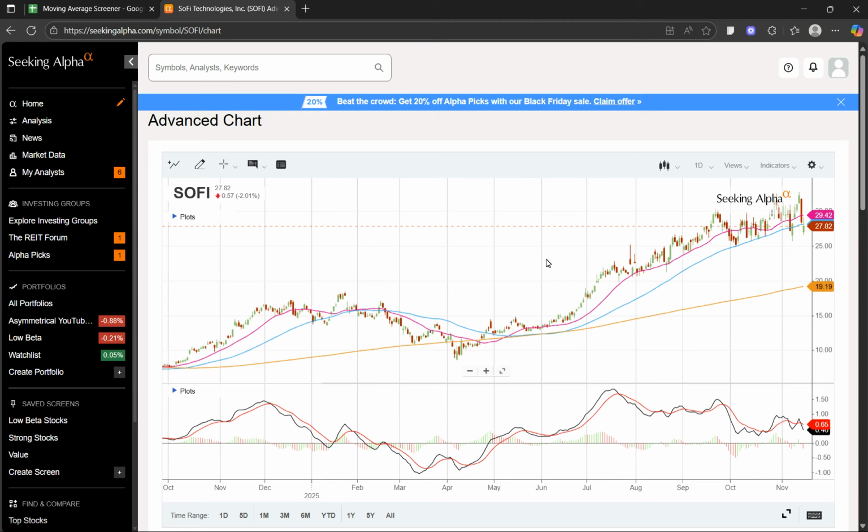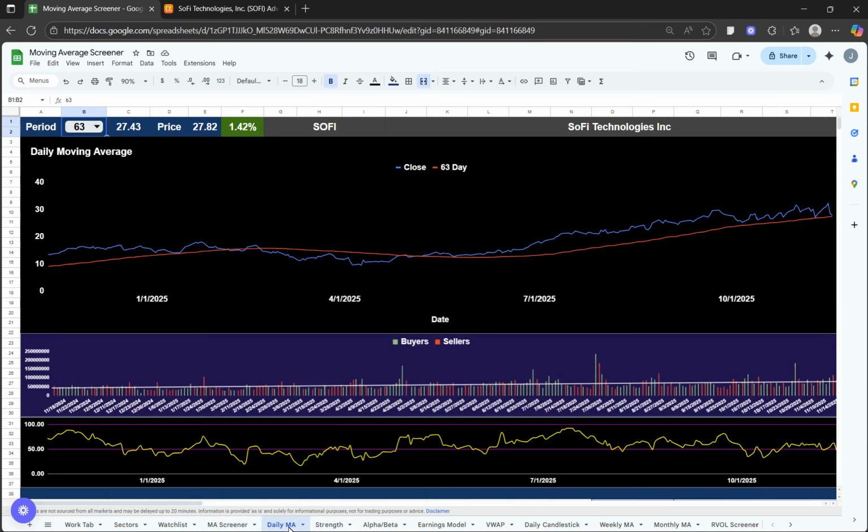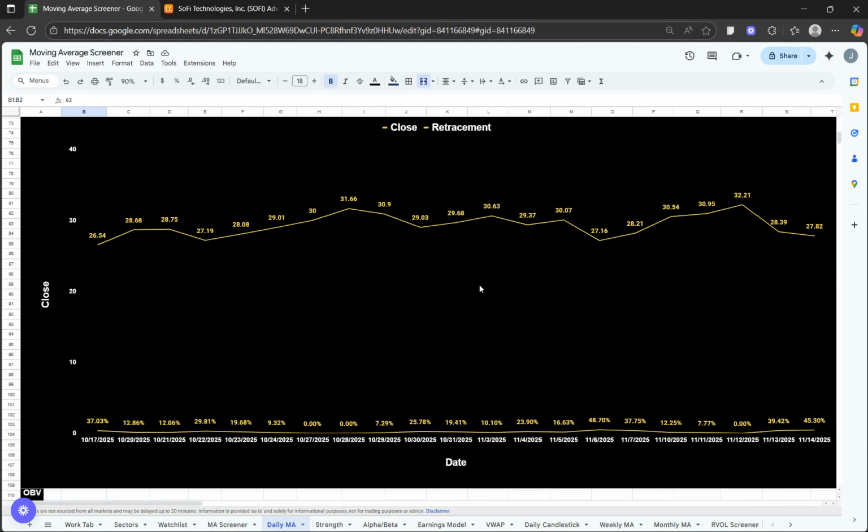Okay, SoFi is going to be our next stock. We are in an uptrend. 20, 50, and 200 day are in the right order. Our MACD is closed below the signal line. Our 21 day is the only thing that's off of our price. Everything else is bullish or a buy signal. Our 63 day Fibonacci retracement, we're at the 45% level. We were at the 48% level on 11.6.